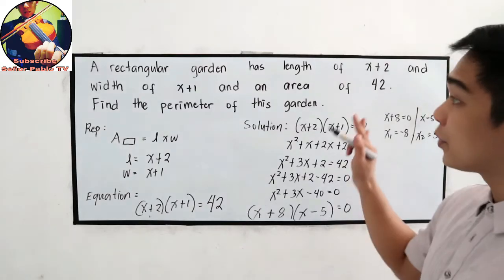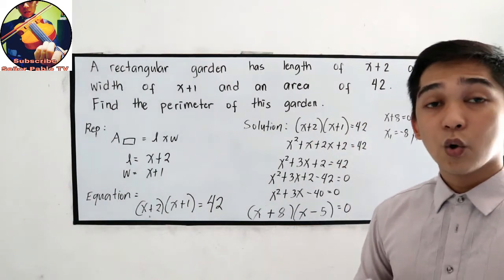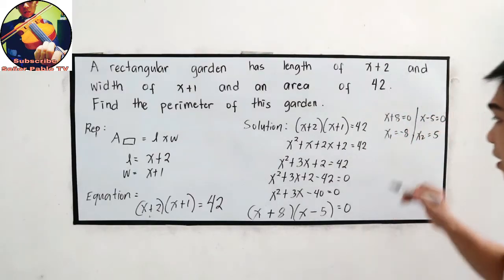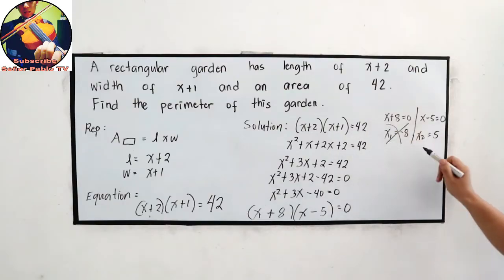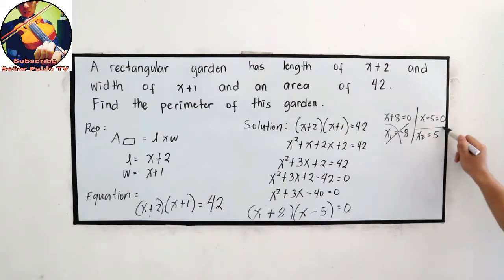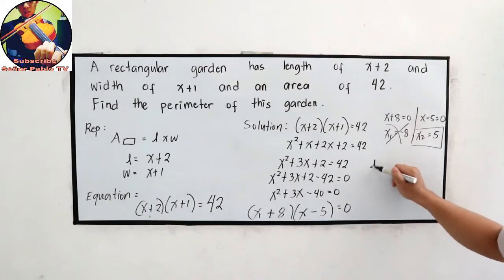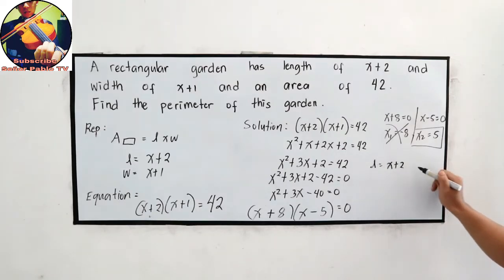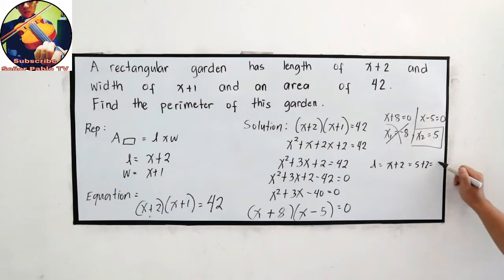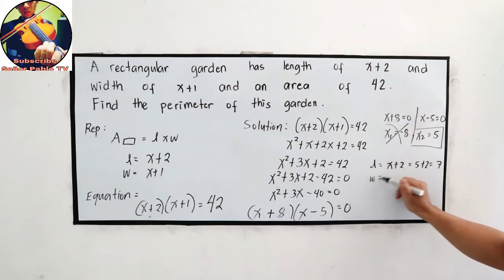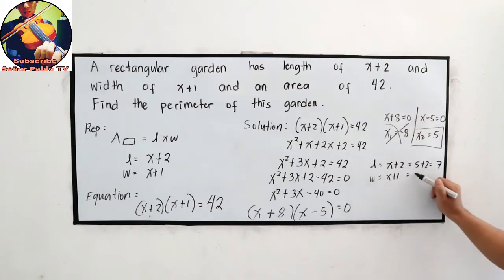Since we are talking about the measurement, we will only consider the positive value. So we will omit negative 8 and consider the positive 5. So our length is x plus 2, so that is equal to 5 plus 2, which is 7. And the other one, x plus 1, which is 5 plus 1, which is 6.